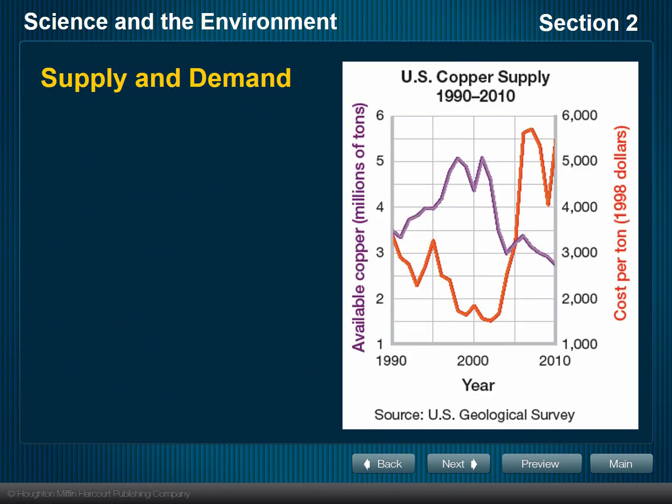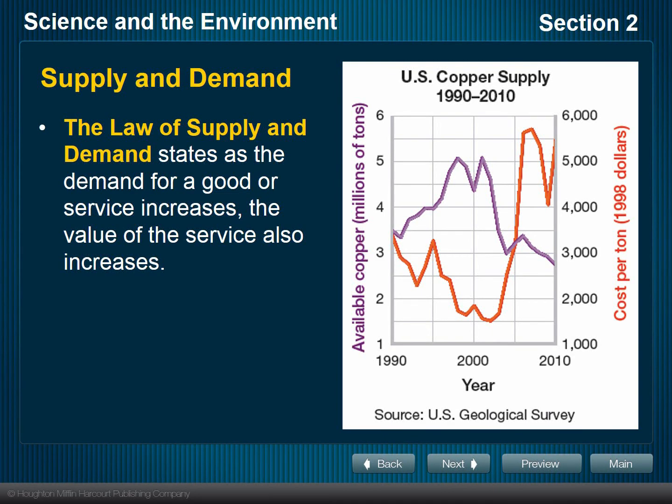The law of supply and demand is a law of economics that states as the demand for a good or service increases, the value of the service also increases. An example is the United States copper supply. If you look at the graph, you can see how the copper supply has decreased over the years and the cost of copper has risen. You can take a closer look at this graph on page 17 of the book when you go back to read this section.